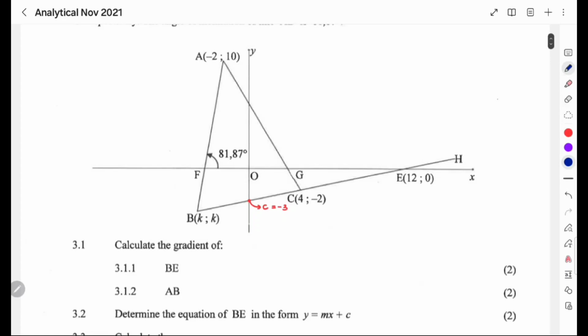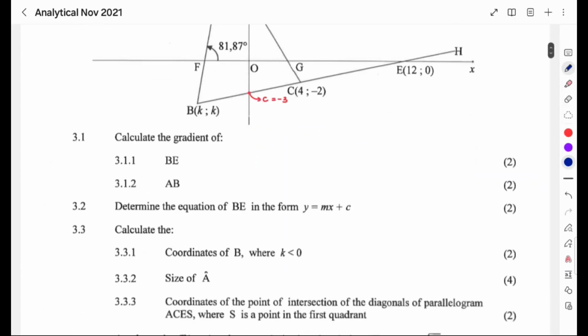Now, from here, in order to calculate the coordinate B, we have the gradient of the line AB. So using that point A, we can determine the equation of the line AB. We already have the equation of the line BE. So once we have the equation of AB and BE, we can determine B, the point of intersection of the two lines, by solving for x and y simultaneously.